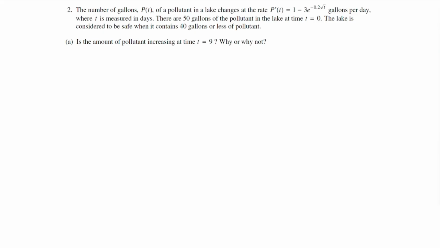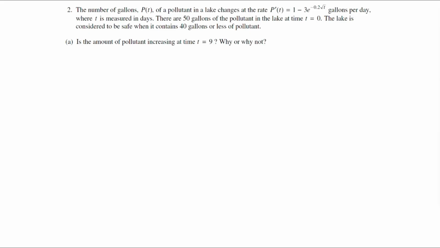All right, this is question number 2 from the 2002 AP Calculus AB Form B exam. And this is a rate FRQ. So what we've got here is some number of gallons, P of T, of a pollutant in a lake. It's changing at a rate given by P prime. We know that at the beginning there are 50 gallons of this pollutant in the lake, and that the lake is considered safe when it contains 40 gallons or less.